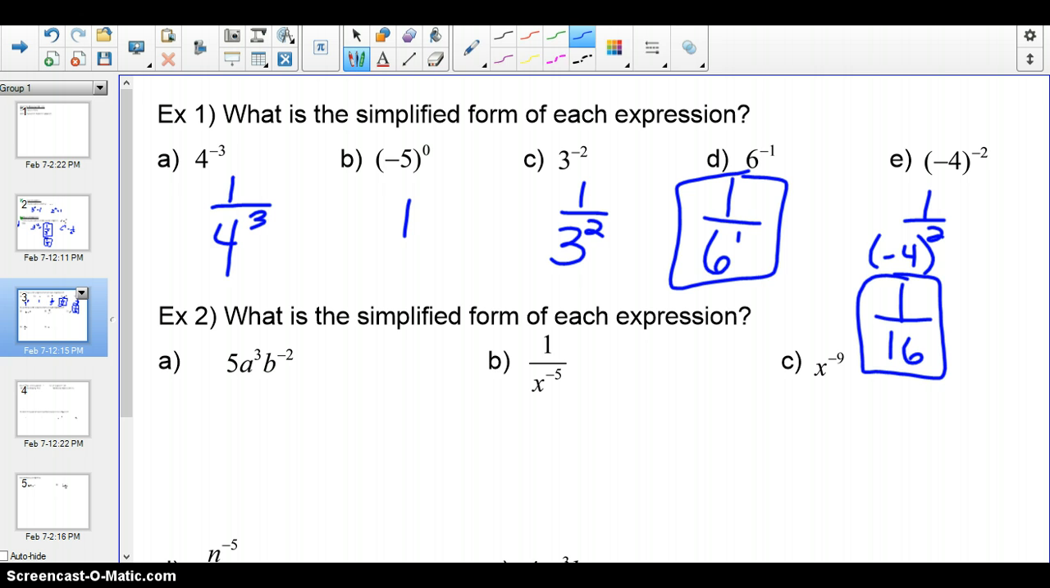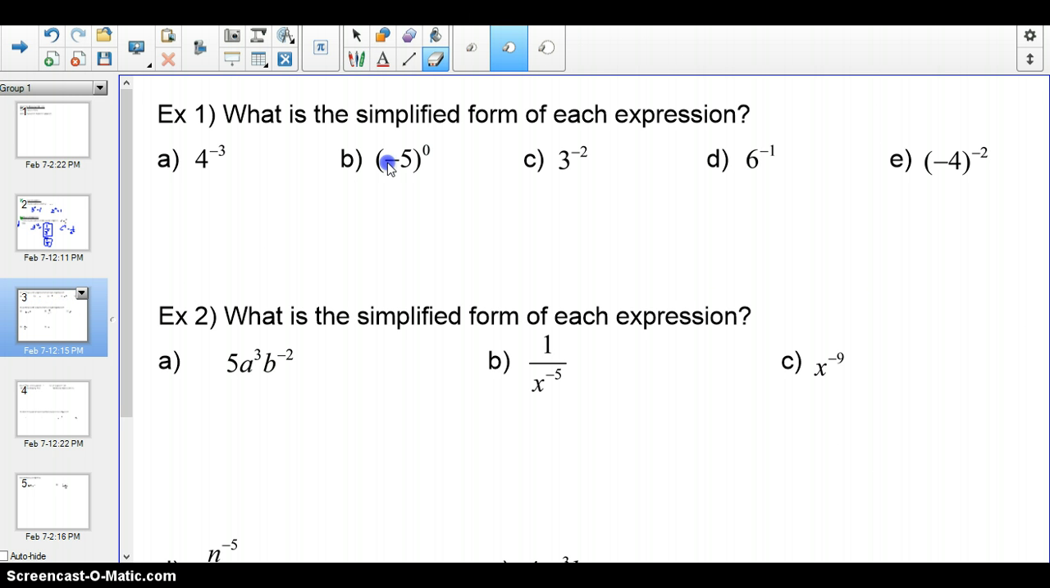Okay, let's try a few examples here. Okay, 4 to the negative 3 is the same thing, using our rule, as 1 over 4 to the third. 4 to the third is 64, so this is just 1 over 64.